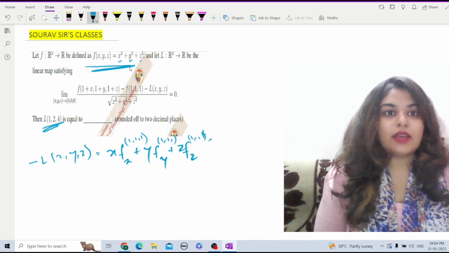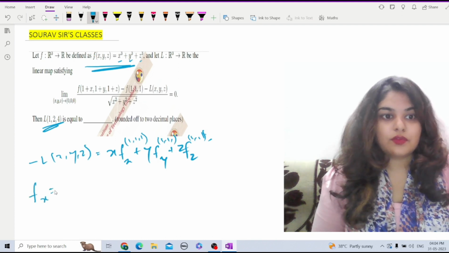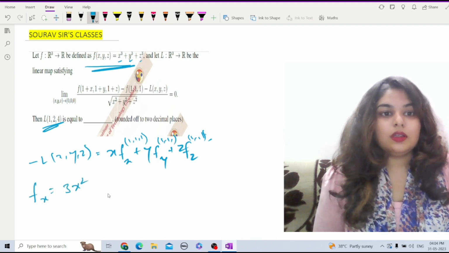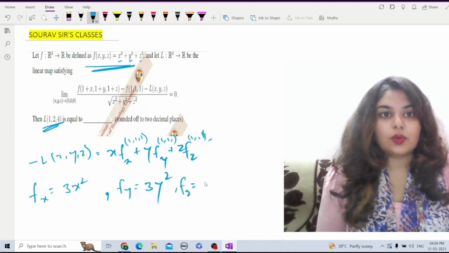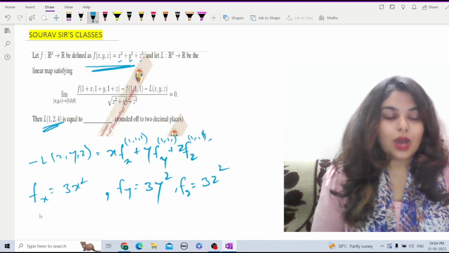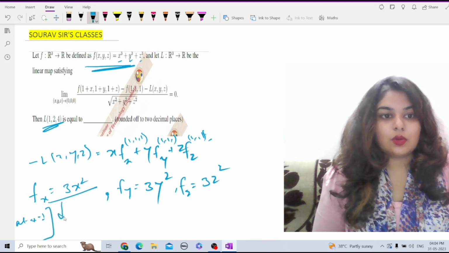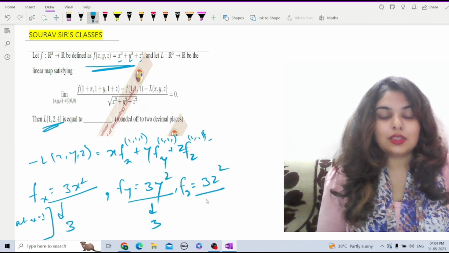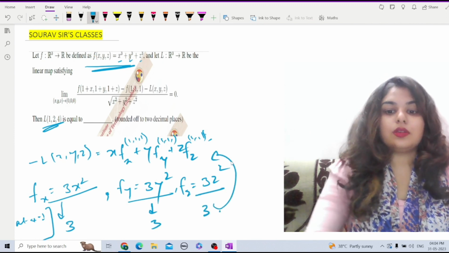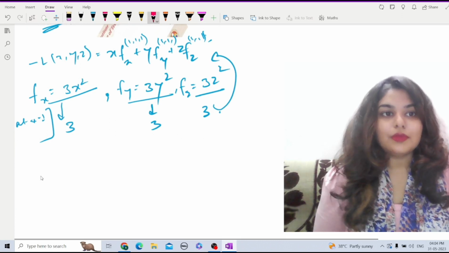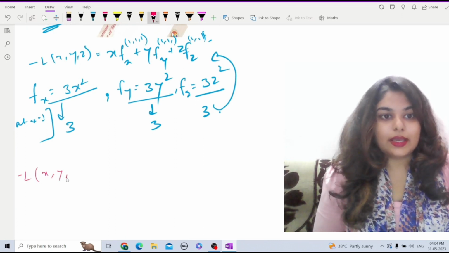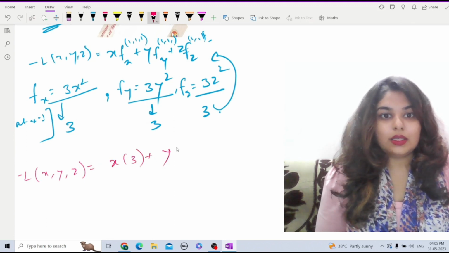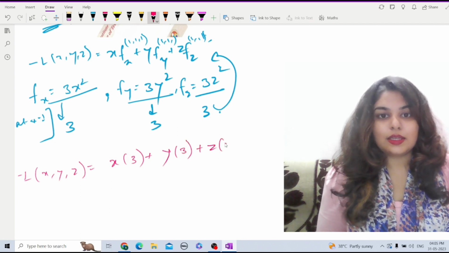So first using the given f, let us find out the derivatives. So fx is 3x square, fy is 3y square, and fz is 3z square. Now at 1, when the value of x is equal to 1, this is equal to 3, this is equal to 3, and this is also equal to 3. So now let us put the values here. So we have minus of L of x, y, z is equal to x into 3 plus y into 3 plus z into 3, right?